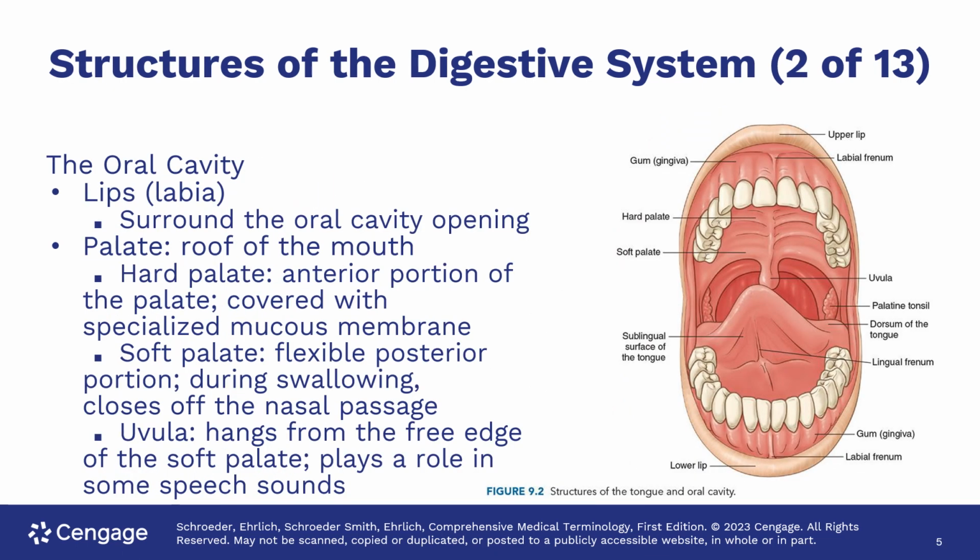The beginning of the GI tract is the mouth. The lips, or labia, surround the mouth. The palate is the roof of the mouth. The hard palate is the anterior part, towards the front of the mouth, that is. Well, hard, just like the name says. The soft palate is the posterior palate, that is soft. During swallowing, it closes off the nasal passages. The uvula is that dingleberry that hangs from the soft palate at the back of the throat.